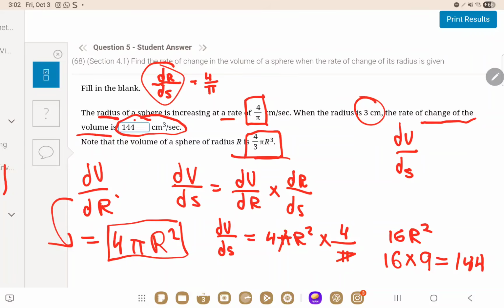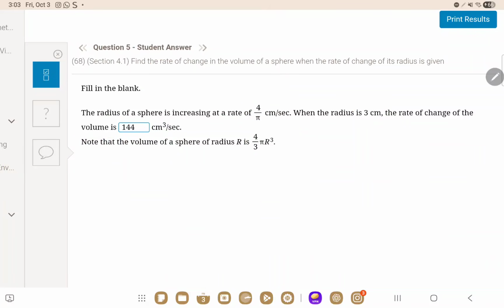And by the way, you could always guess what it is by the unit. Centimeter per second means it's radius per second, and centimeter cubed is for volume per second, so that's dv by ds. You're going to see more questions, so if you didn't understand this one, you can understand the rest. It's okay.